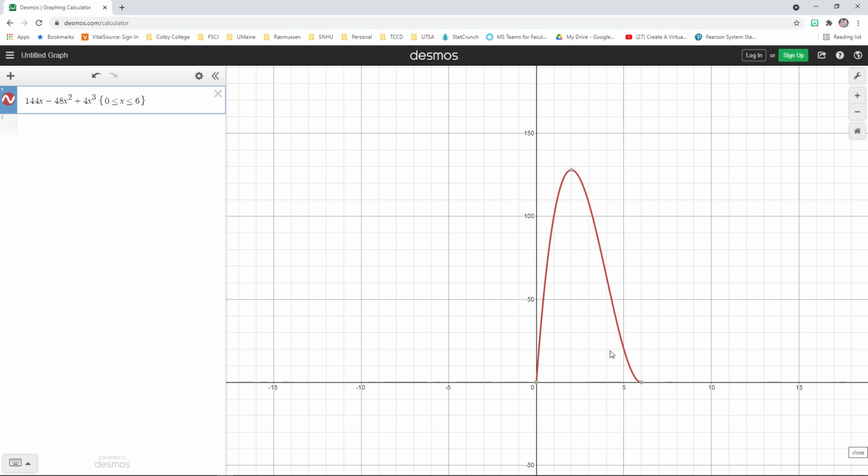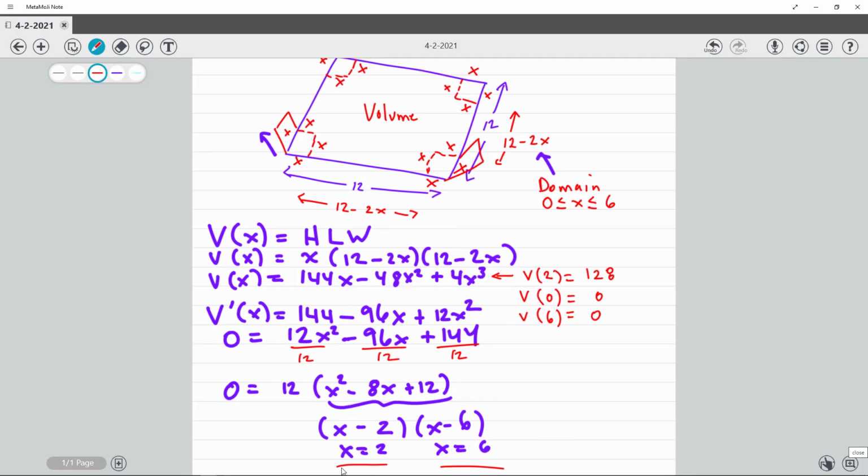So the maximum volume in this case would be 128 cubic inches. You have 3 x's in there. And then each cut out square would be 2 inches, because that's what we got for our value of x. So each square, 2 inches, and then our maximum volume, 128 inches cubed.